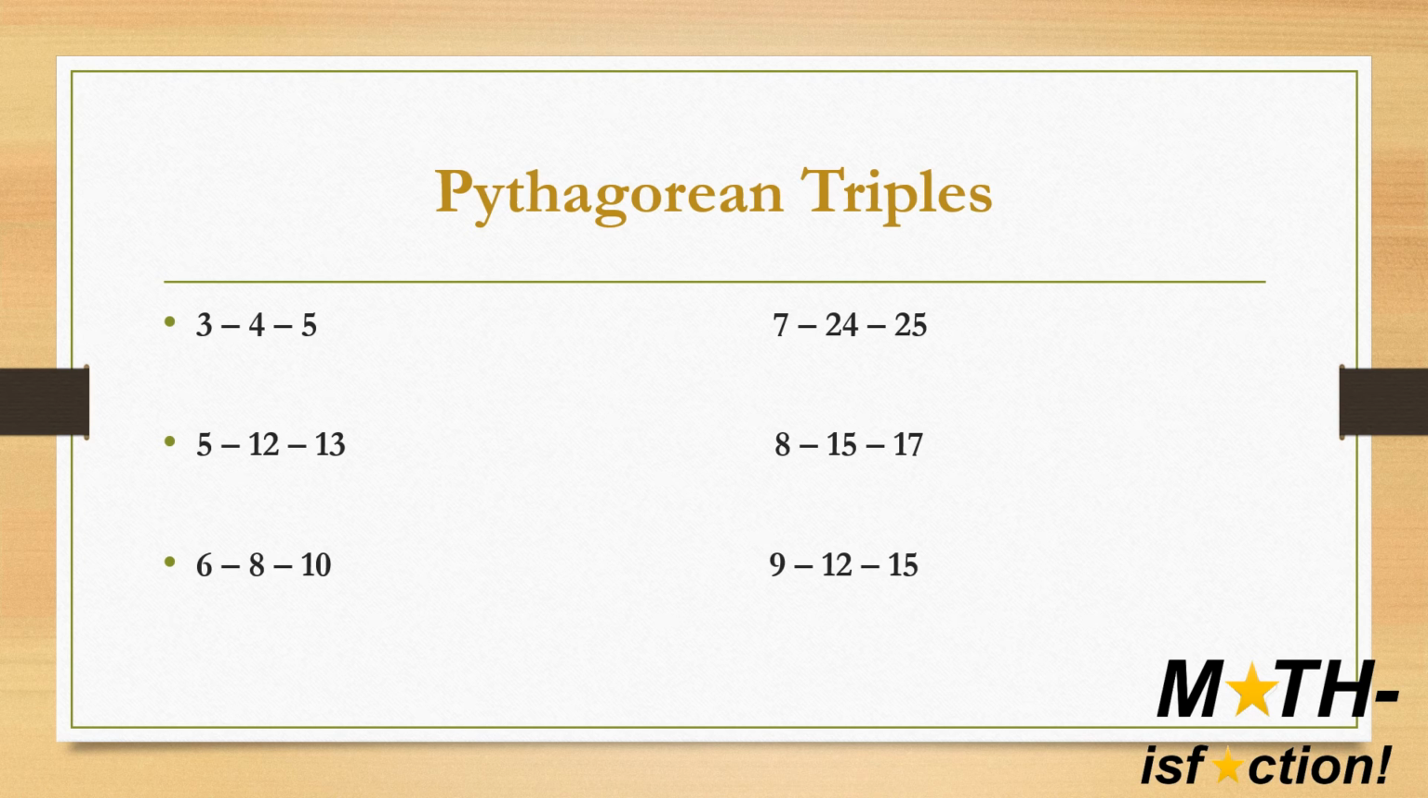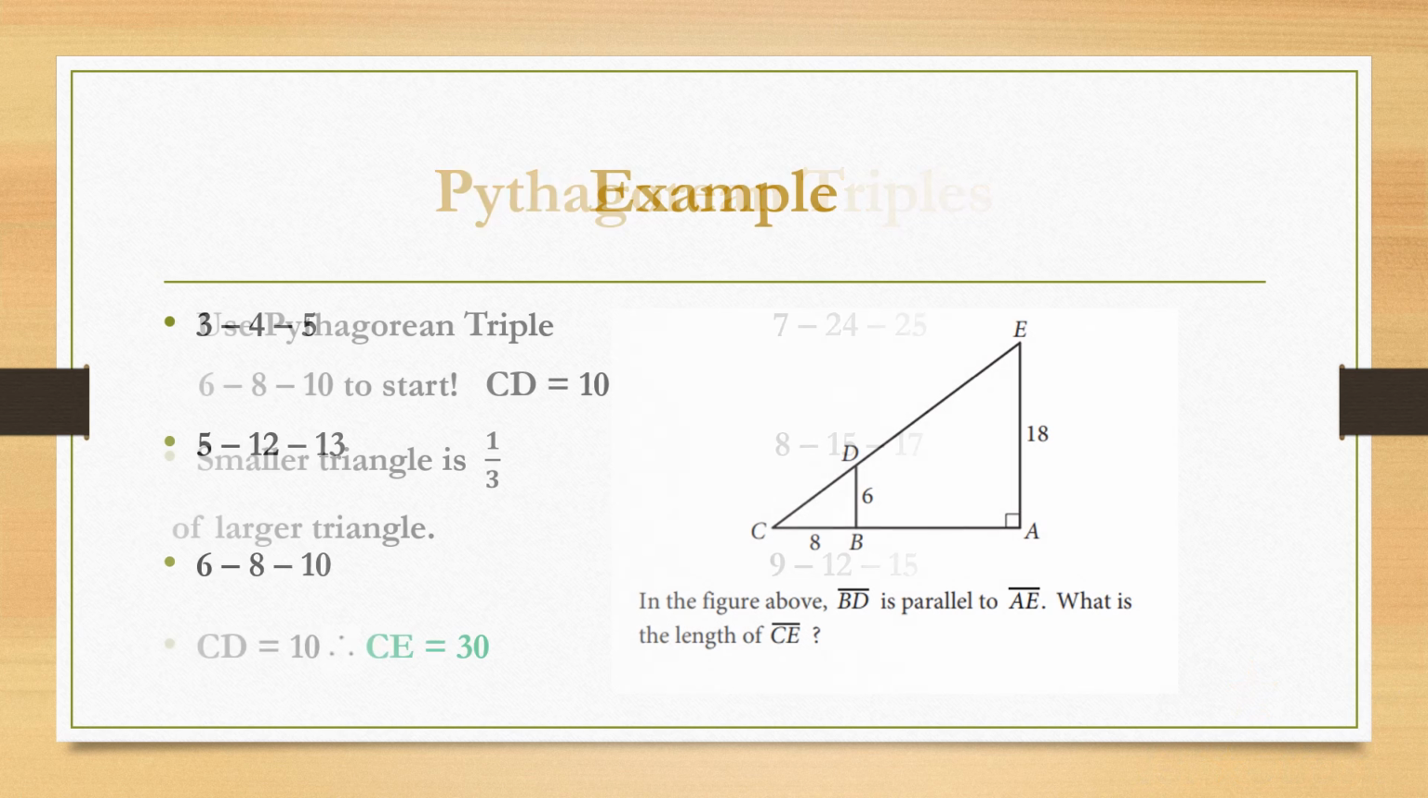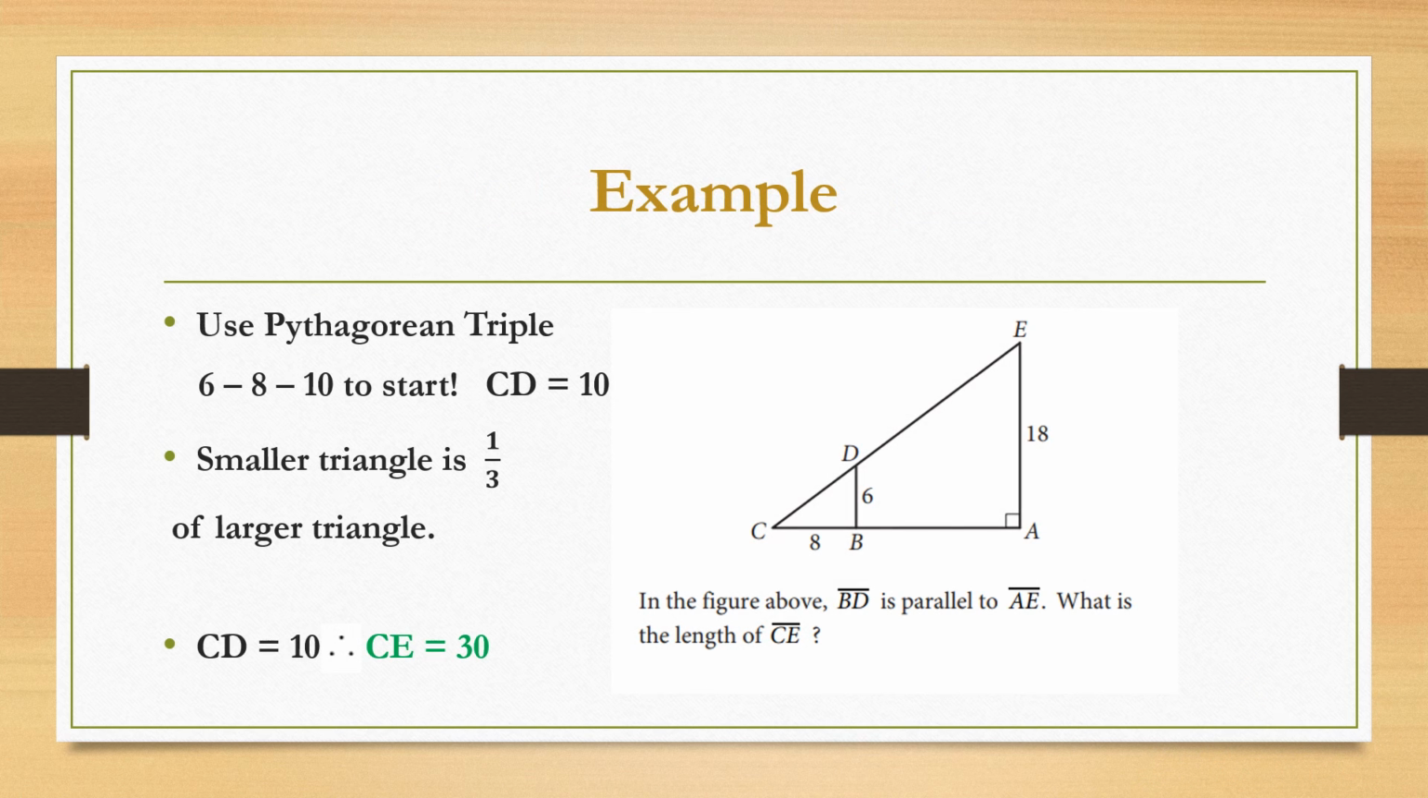Useful Pythagorean triples. Of course, 3, 4, 5 doubles to 6, 8, 10. 3, 4, 5 triples to 9, 12, 15. These are commonly used Pythagorean triples. Here's an example. You see the triangle in the lower left corner is a 6, 8, 10 triangle. Length of CD is 10 by knowing the Pythagorean triples.